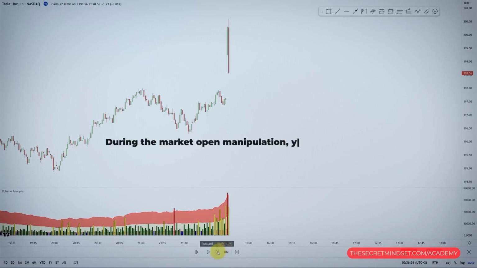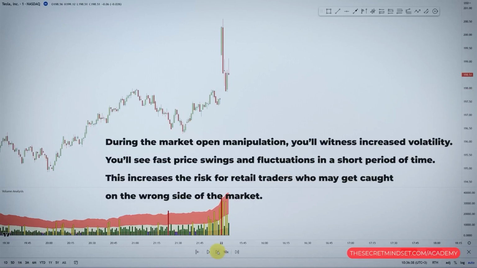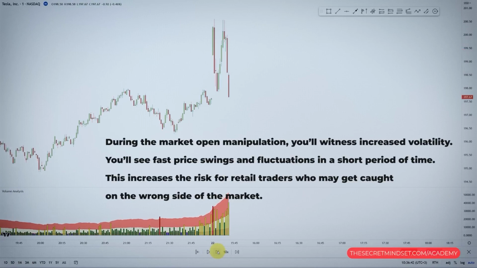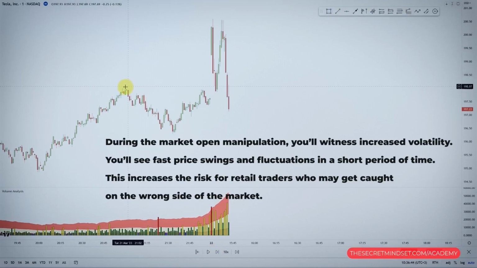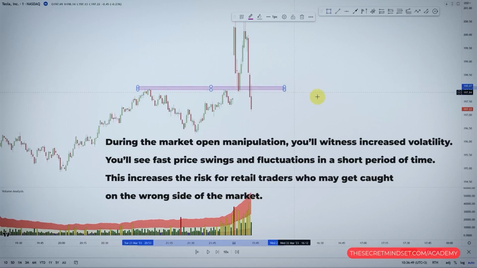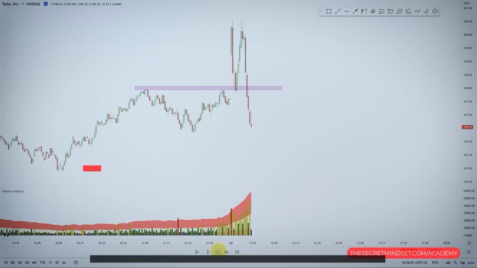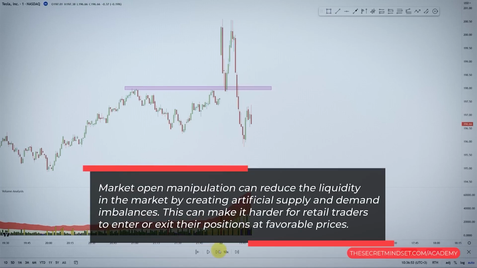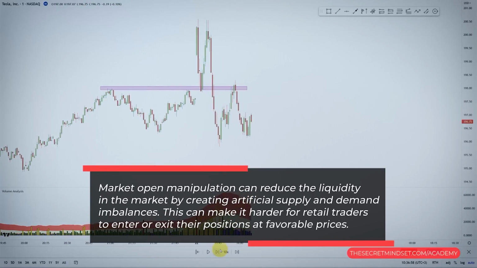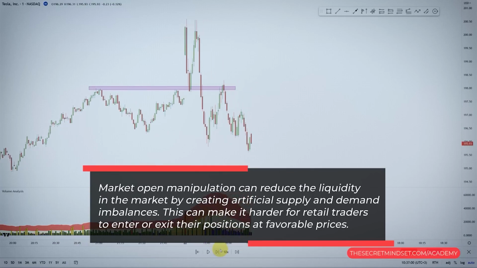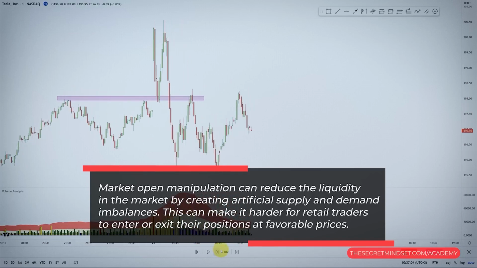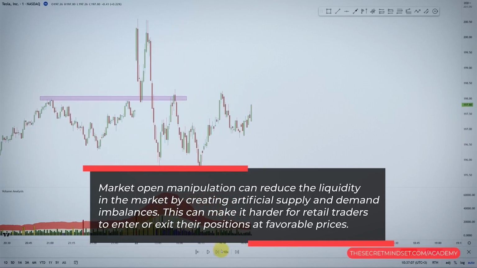During the market open manipulation, you'll witness increased volatility. You'll see fast price swings and fluctuations in a short period of time. This increases the risk for retail traders who may get caught on the wrong side of the market. Market open manipulation can reduce the liquidity in the market by creating artificial supply and demand imbalances. This can make it harder for retail traders to enter or exit their positions at favorable prices.